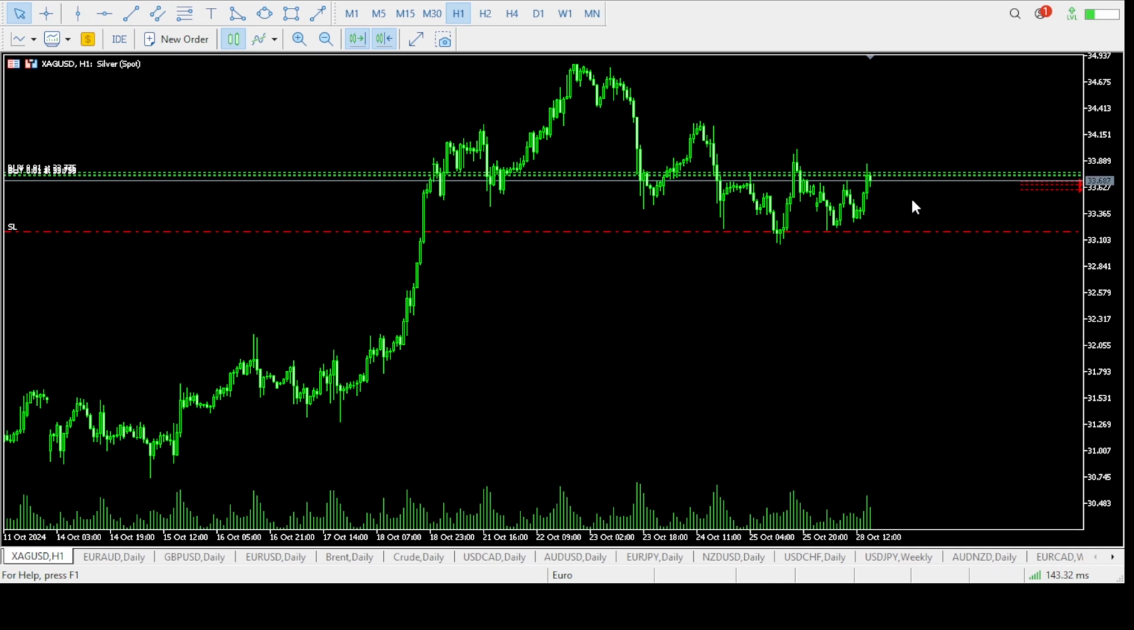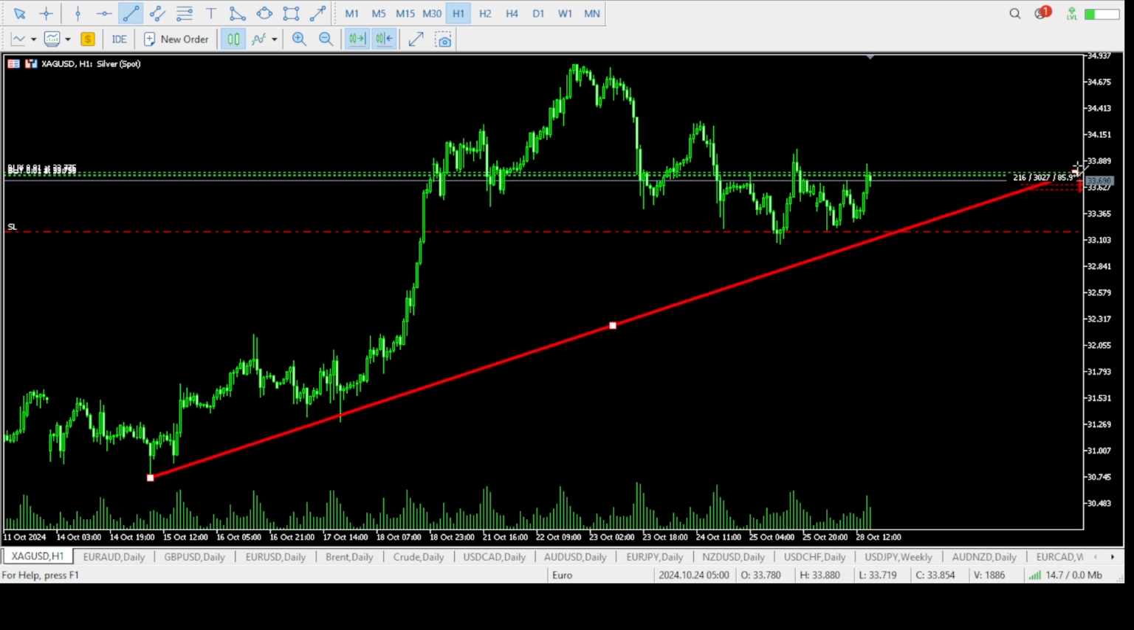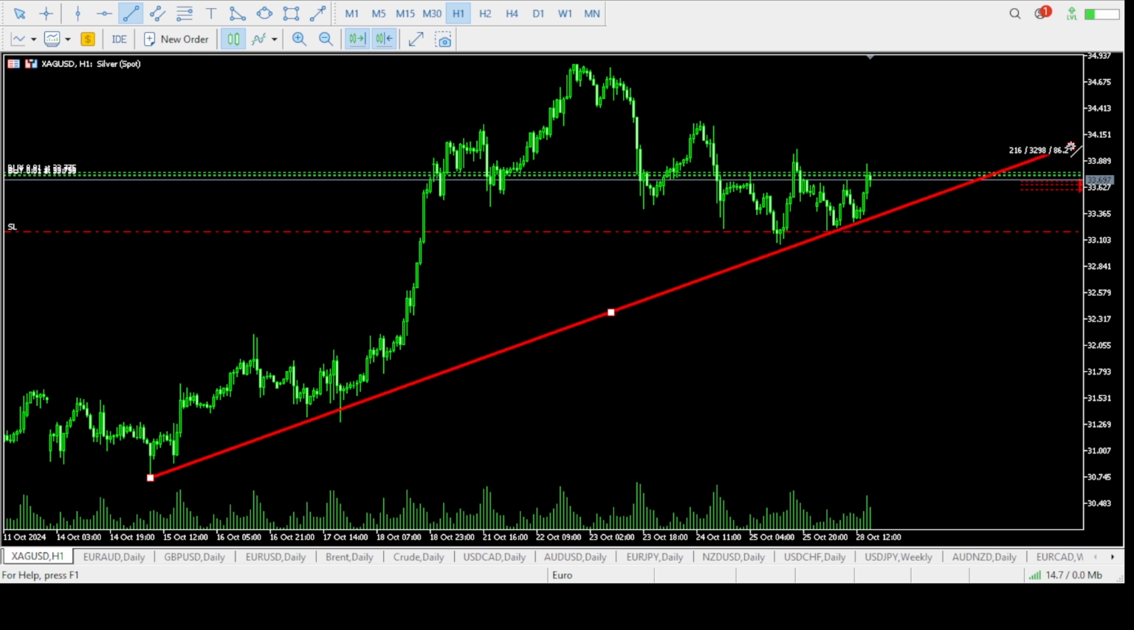I just bought silver on 3 positions on the 1 hour time frame. As you can see, this is on the 1 hour time frame. This is an uptrend. And if you look at this, you can also see that a symmetrical triangle has been formed.